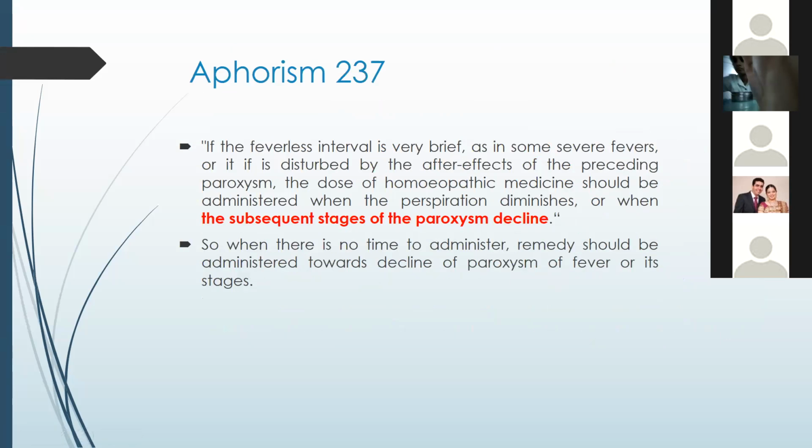In Aphorism 237, he says that if the paroxysm is such that there is no time to give the medicine, we should give the medicine towards the termination of the paroxysm. Suppose the patient is having a continuous fever or remittent fever, then towards the decline of the paroxysm, the medicine can be administered. So when there is no time to administer the remedy, it is better to give it towards the termination of the paroxysm of fever.